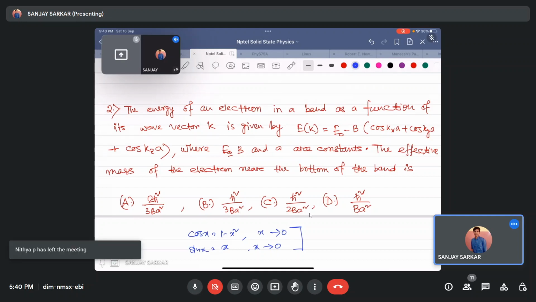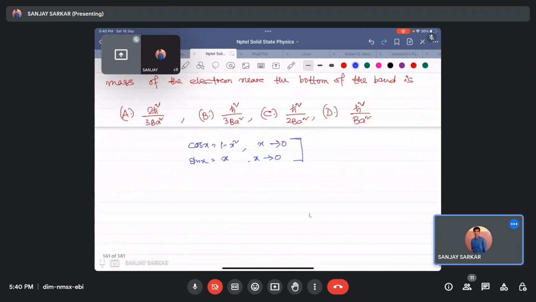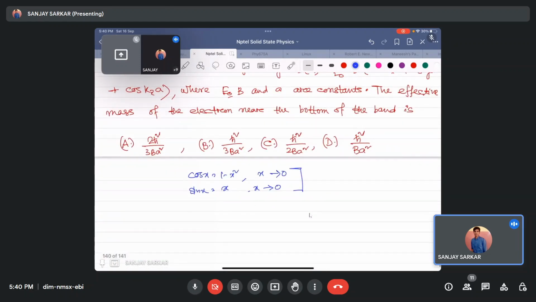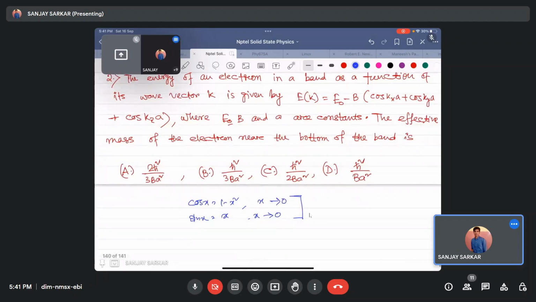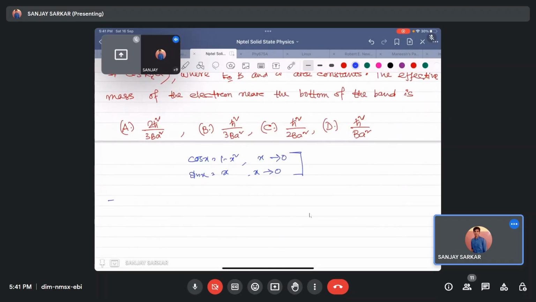Has anyone solved it? Look, if you have any doubt, you can ask, but you have to solve it yourself, right? It will not help you if I just solve this problem. Okay, so whatever, let me solve this.